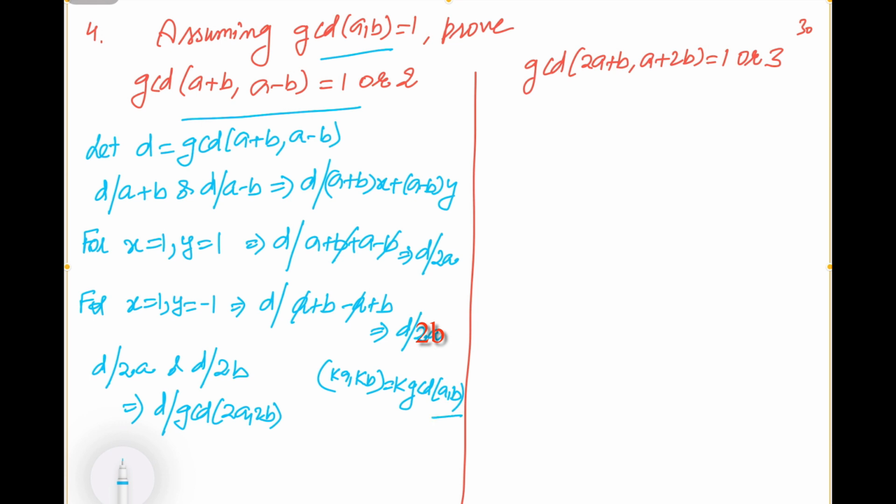So 2 may be written outside. This implies D divides 2 times GCD of AB, given that is 1. So D divides 2, which further gives D is 1 or 2. Answer.